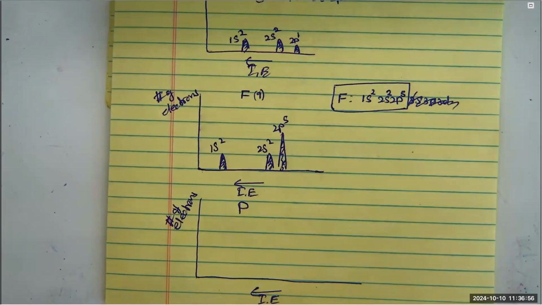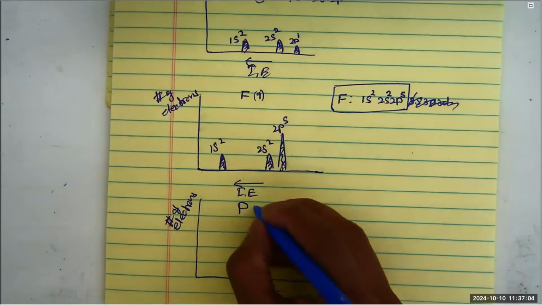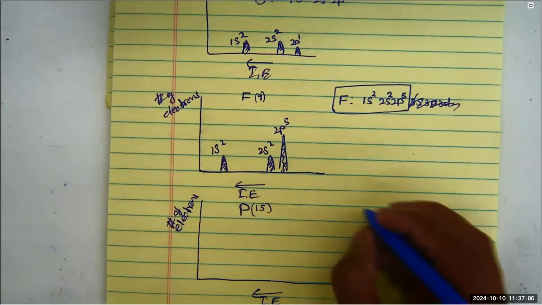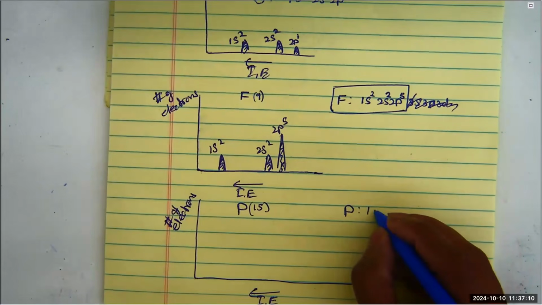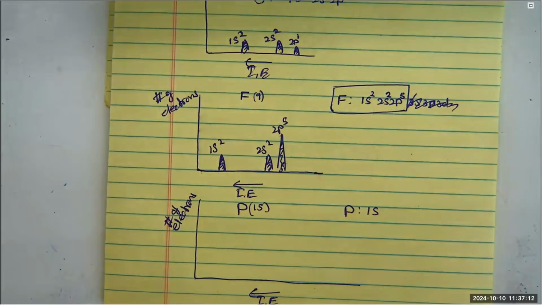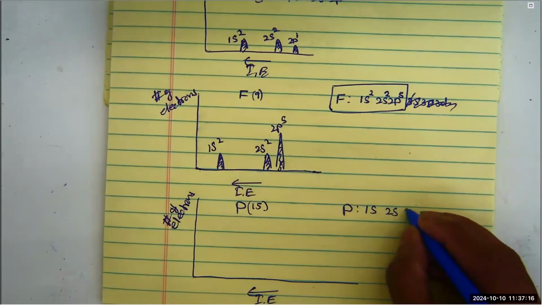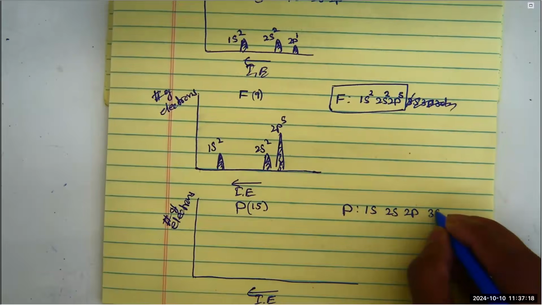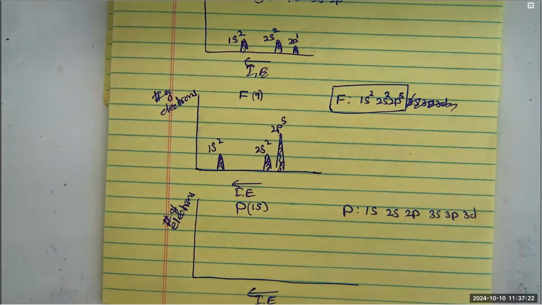Okay, so here's the question for you. How many electrons does phosphorus have? 15. Thank you. Perfect. So what we want to do is distribute those 15 electrons in subshells. We know the first subshell will be filled first, then 2s, then 2p, then 3s, then 3p, then 3d, and so forth.